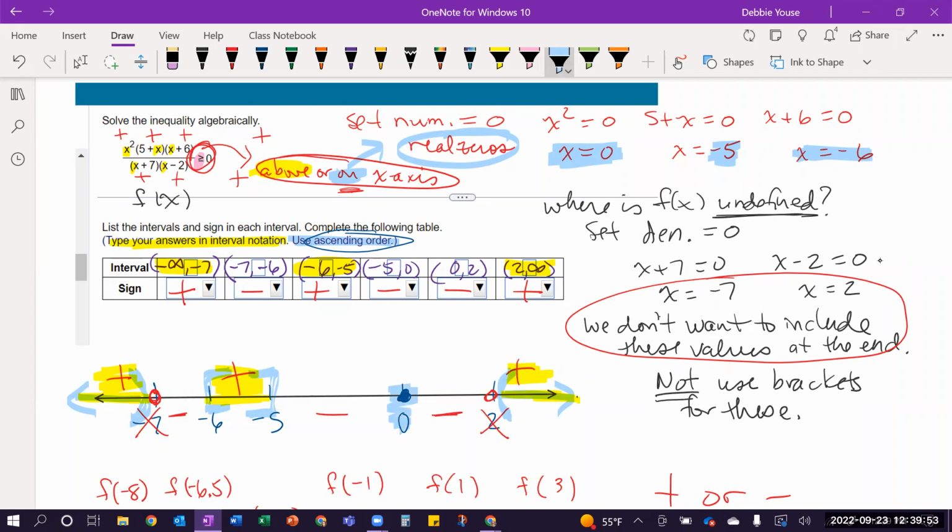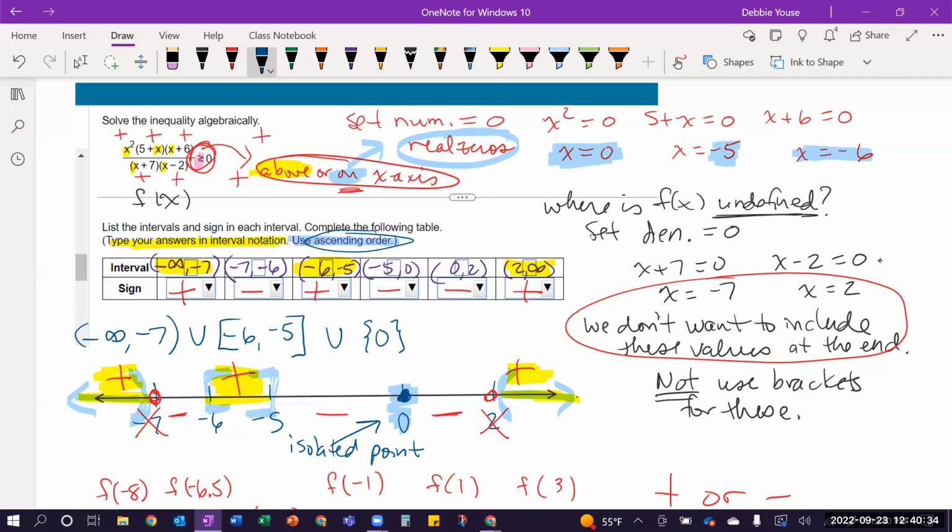So I have to talk about how do I include that? Writing these intervals of what I just highlighted, this would be negative infinity up to, but not including, -7, so parenthesis, union, the next interval that is going to use brackets because we want to include -6 and -5, because those are real zeros and they're on the x-axis. Union, and then now here's the conundrum. What do I do with that single point 0? This is an isolated point. We include it as a set. So the set is just a list of items in braces. So for an isolated point, you're going to use braces.